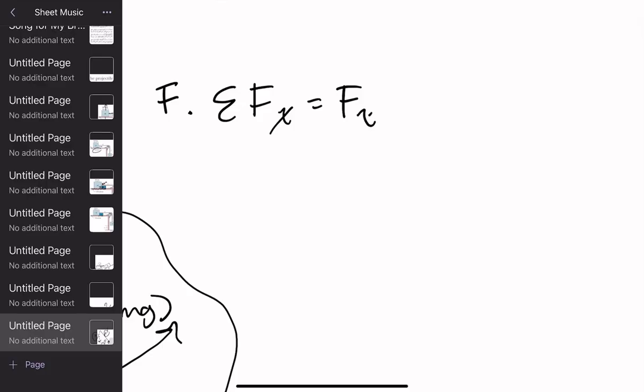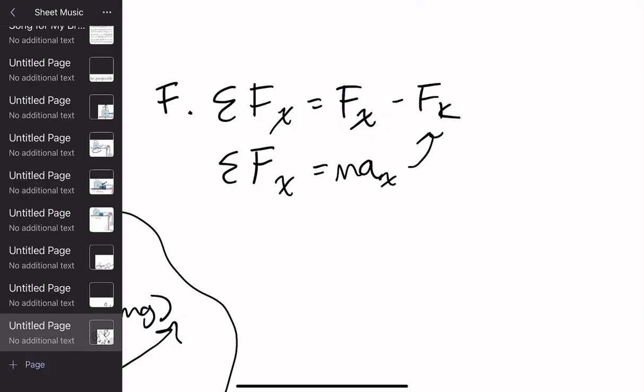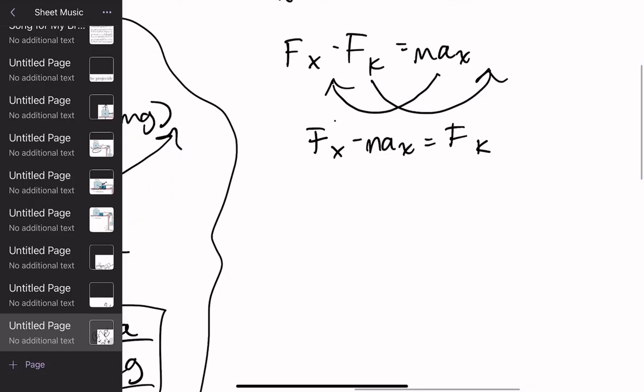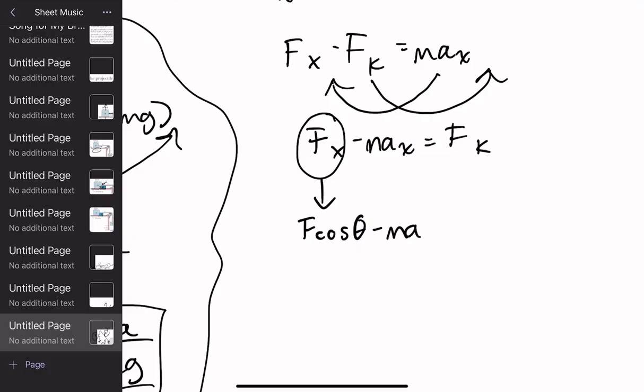So Fx, the force going right, minus Fk, the force going left. We also know that net force is equal to ma. So we can set these as equal to each other. And then we can add this to the other side and subtract this to the other side so that we can solve for Fk. Again, we can expand this to be F cosine of theta. And then we can just get rid of this x because we know that a in the x direction is the same as just a.